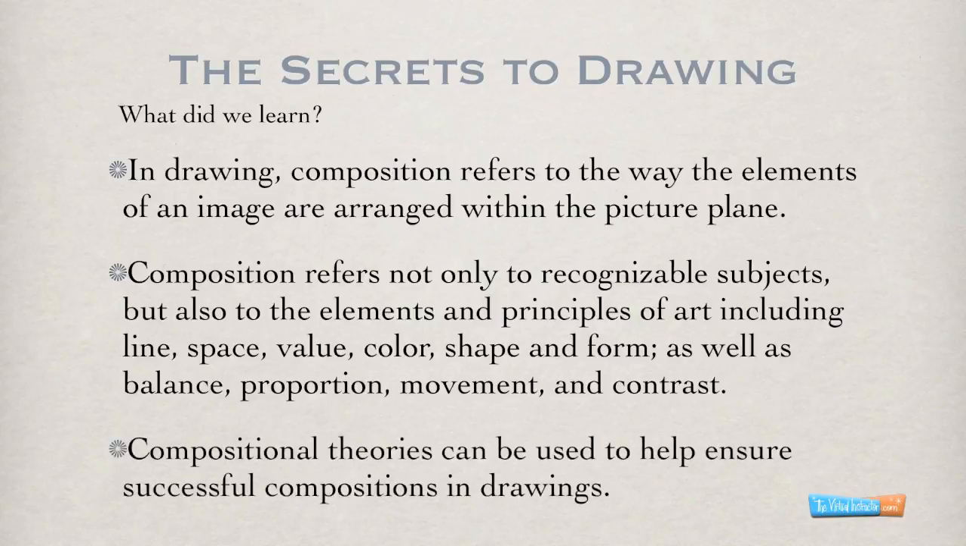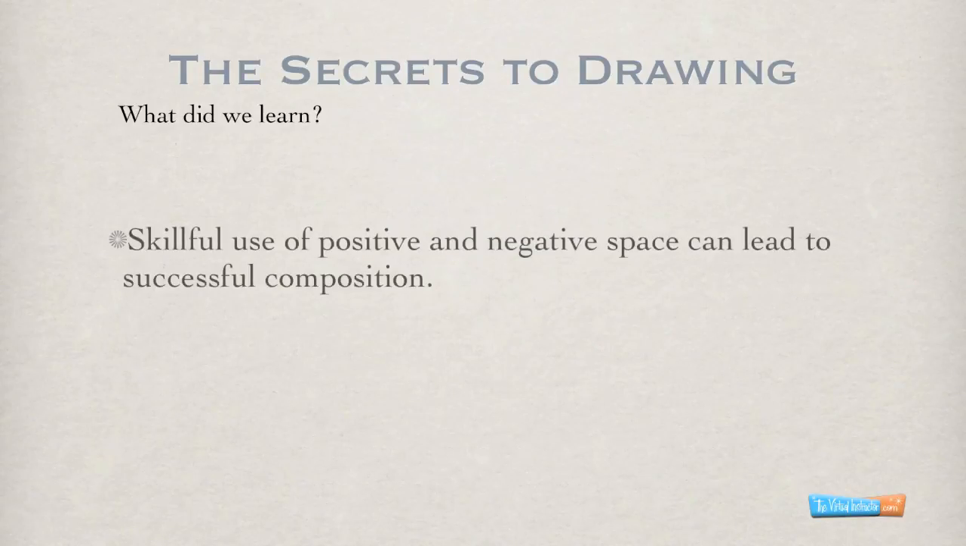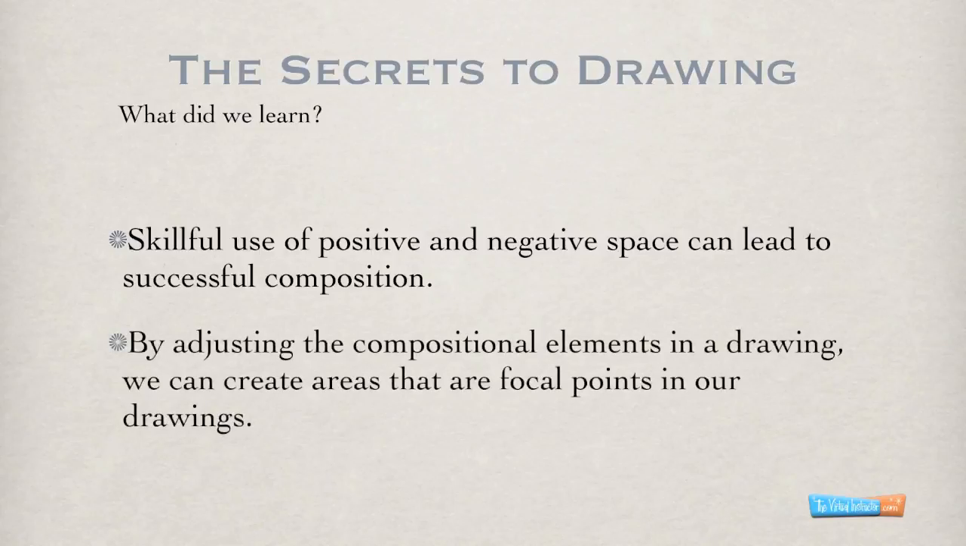We also learned a few compositional theories that can be used to help ensure successful compositions in your drawings. We learned that skillful use of positive and negative space can lead to successful composition. We also learned by adjusting the compositional elements in a drawing, we can create areas that are focal points in our drawings. This brings us to the end of this video.